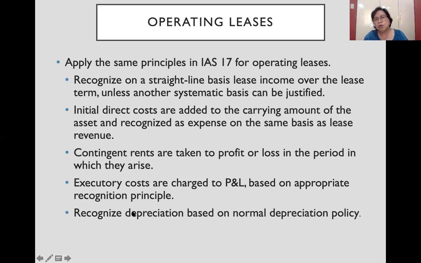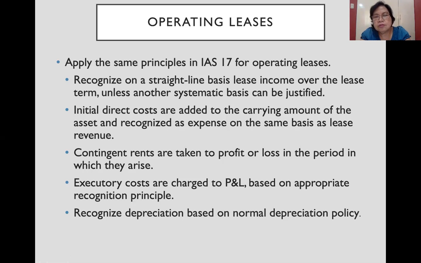Okay, so if no indicators for finance lease are stated or included in the contract, then you are to account for the lease as operating lease. So the principles for operating lease under the old IAS 17 and the new IFRS 16 are still applicable. So there is no difference between IAS 17 and IFRS 16 from the point of view of the lessor. Therefore, we take a look at the same principle.